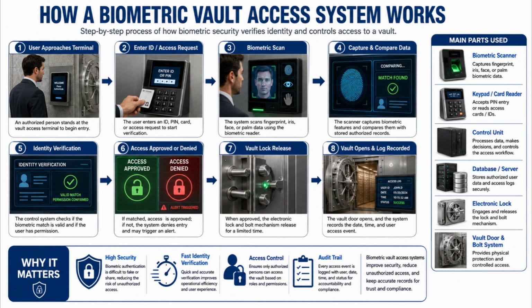So, in simple words, a biometric vault access system works by identifying the user through biometric data, comparing it with stored authorized records, approving or denying access, unlocking the vault when verification is successful, and recording every entry event for security.